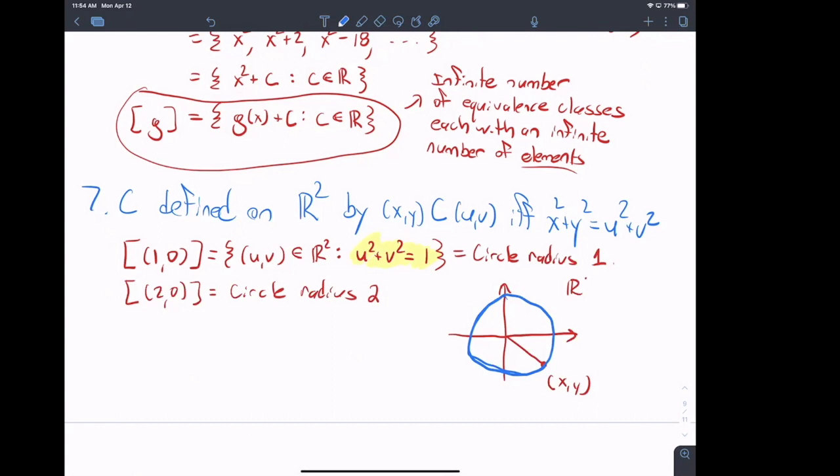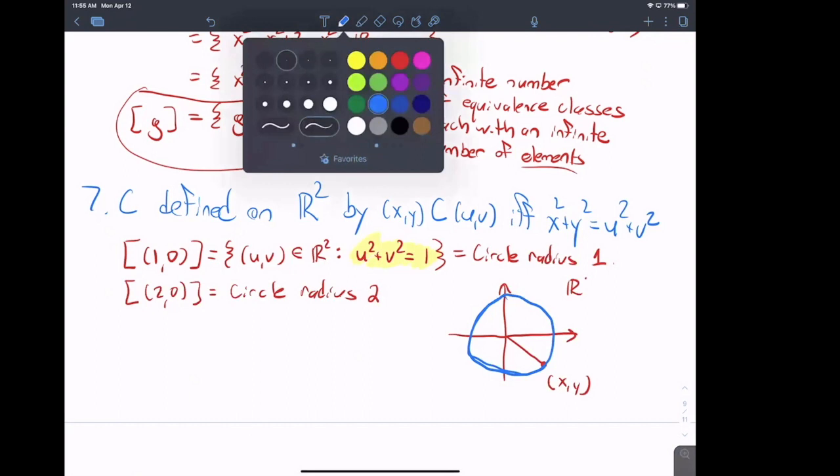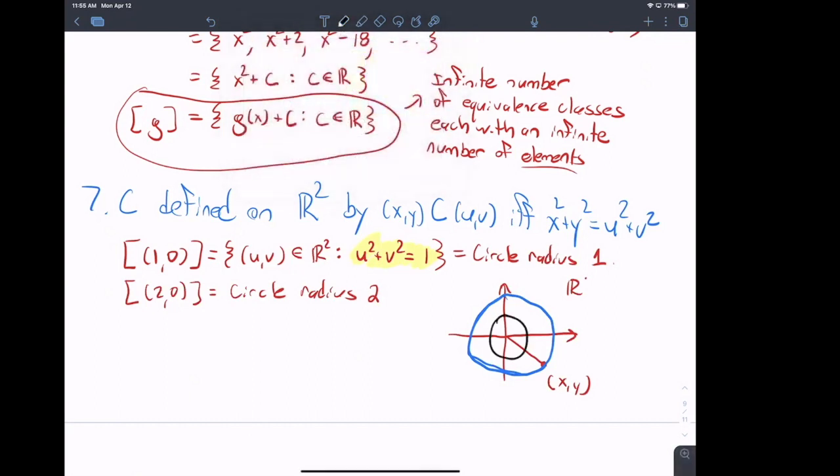So it's nice. Sometimes we get these nice geometric interpretations of what the partitions might look like. I could partition the entire plane by putting a bunch of concentric circles going out. Every point is on some circle, and no point can be on more than one circle. We get a partition. And we have one really special equivalence class, which is the origin, which just contains itself. That's an equivalence class of one element. All of the rest of them would be circles.